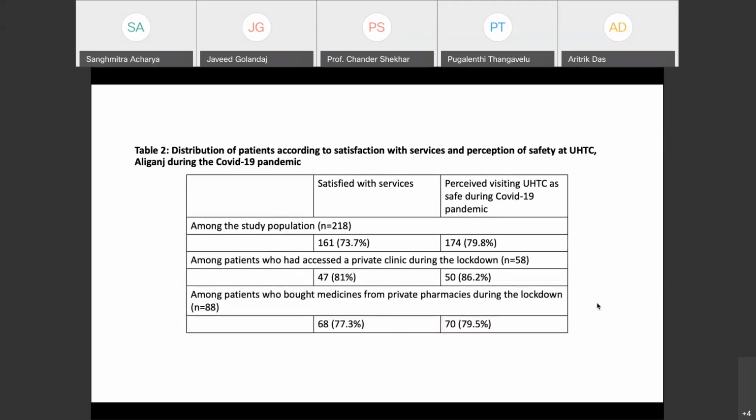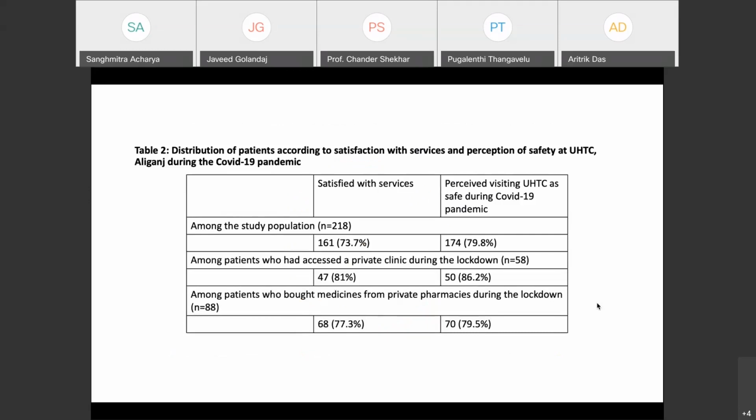Table 2 shows us the distribution of patients according to satisfaction with services and perception of safety of the UHTC Aliganj during the COVID-19 pandemic. So out of the total 218 study participants, 73.7% were found to be satisfied with the current services and 79.8% perceived visiting the UHTC for health-related issues as safe.